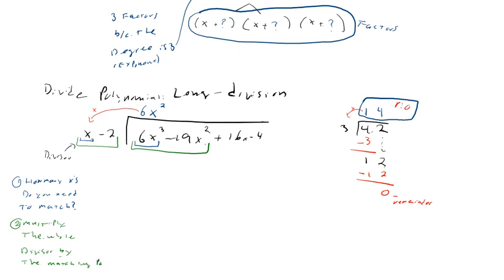So I'm going to take this 6x squared, and I'm going to multiply this whole thing times 6x squared. I'm going to write that down here because I'm matching these two pieces, right? These two pieces match two pieces here. So if I multiply 6x squared times x, that's 6x cubed. 6x squared times negative 2 is negative 12x squared. I multiply it by both pieces. This x minus 2, this is what I'm dividing by.